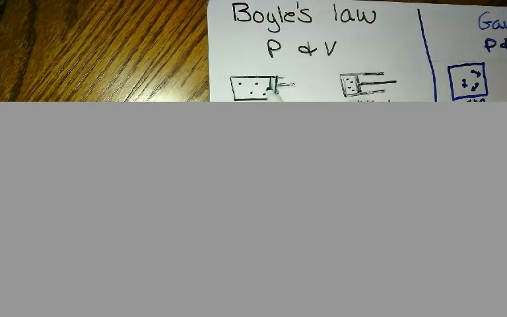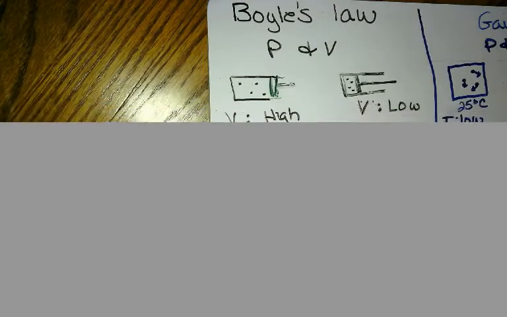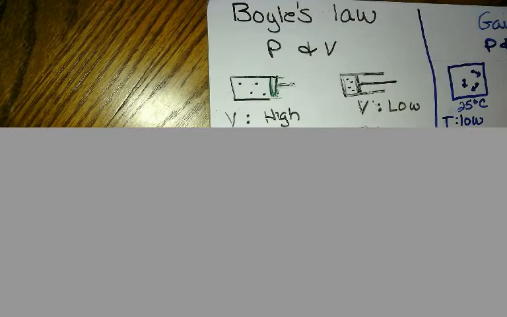Here would hit the side, boom, boom, boom, boom. Here, same speed, boom, boom, boom, boom, boom, boom. But less distance to travel, I'm going to hit the sides of the container faster. Okay? So what we have is a high volume here, V is for volume, and a low volume here. What does that do to the pressure?